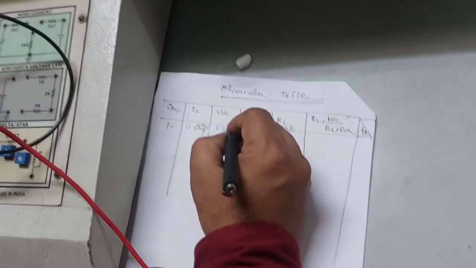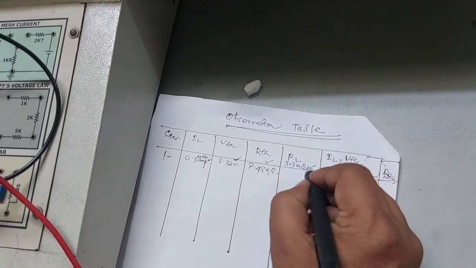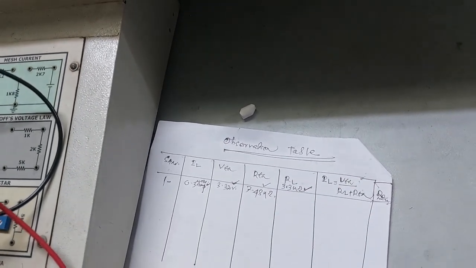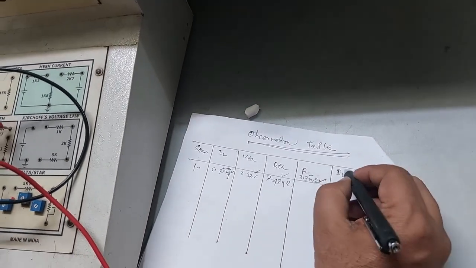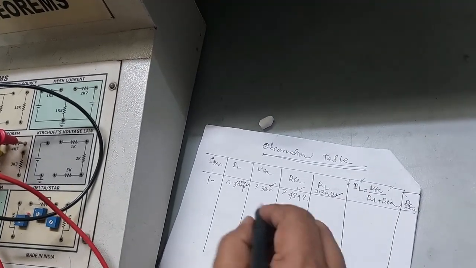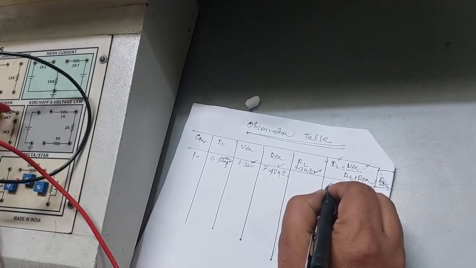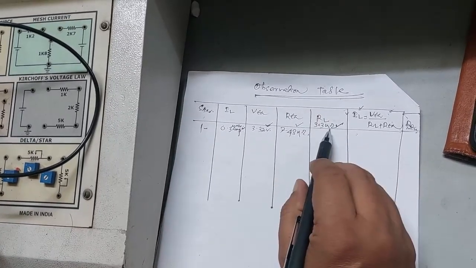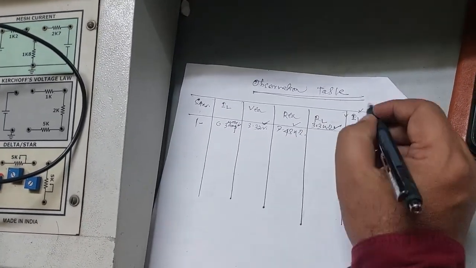Now we have got the value of VTH, RTH, and we already have the value of load resistance, that is equal to 3.3 kilo ohm. Now what will we do? We have to calculate the load current IL. How will it be calculated? Load current will be calculated with the formula. We have got VTH, RTH, and RL, that is 3.3 kilo ohm. Now I will calculate the value of IL.